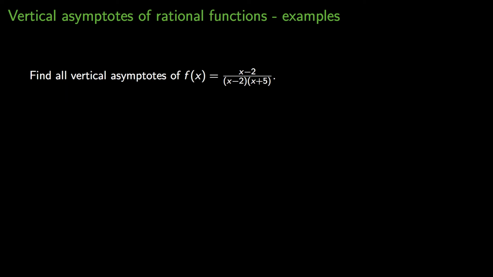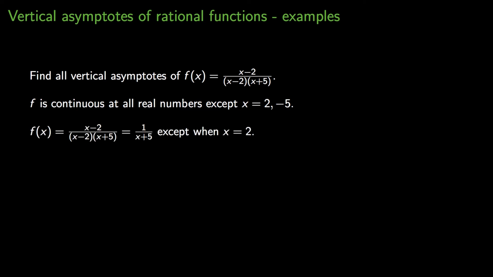Notice we have a theorem that says that this function will be continuous at all real numbers except for positive 2 and negative 5. So I know that these are the only two possible places where there could be a vertical asymptote. And I also know that these two places, 2 and negative 5, will be one of two things. They are either going to be an asymptote or they're going to be a removable discontinuity.